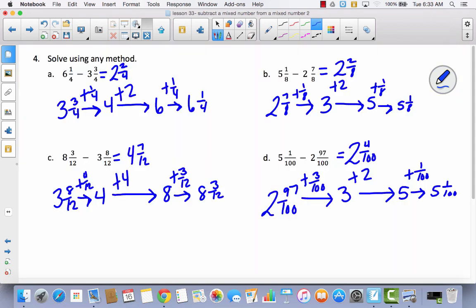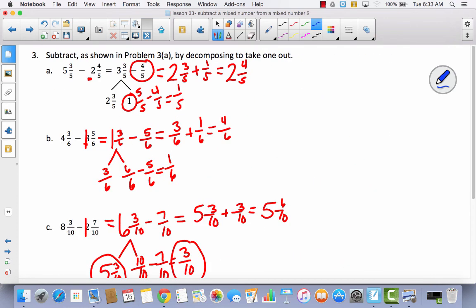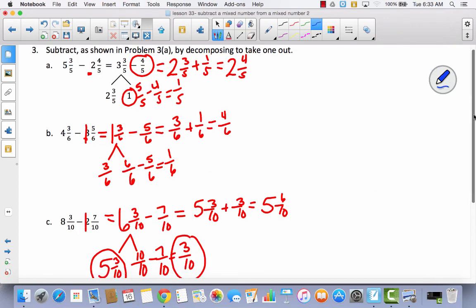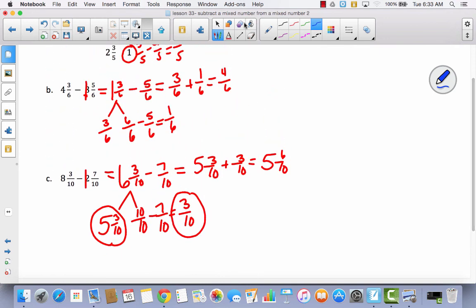Okay, now we did 3 different strategies here. You're going to have to think about which of these strategies makes the most sense to you, and which one you feel the most comfortable using when you get ready to do your exit slip today.